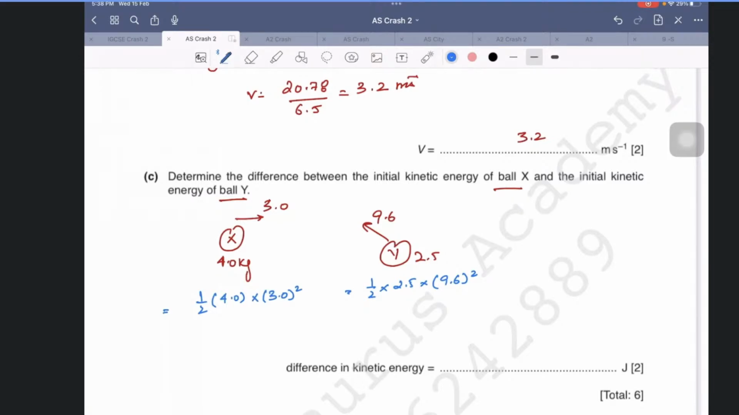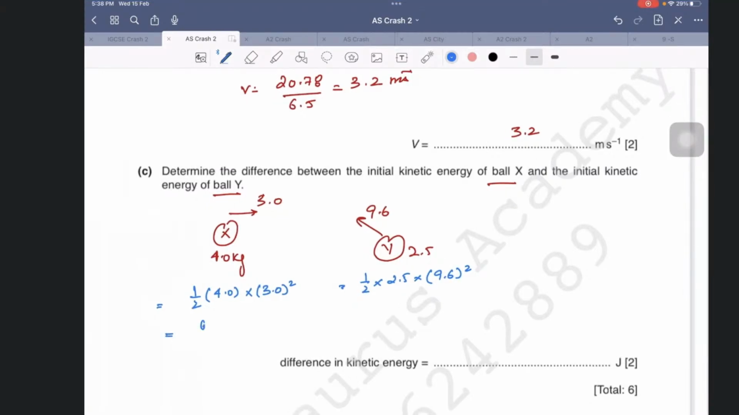All right. The first one? Yes. The first one is 18. 18 joules. Okay. And the second one? 115.2. 115.2 joules. Okay, you've got to find the difference in that.